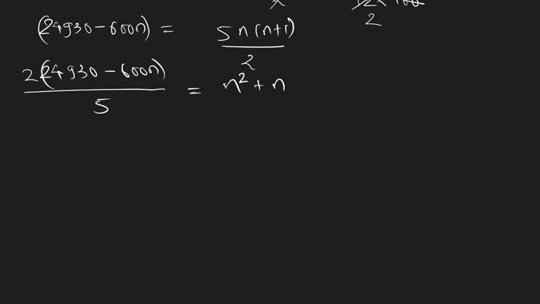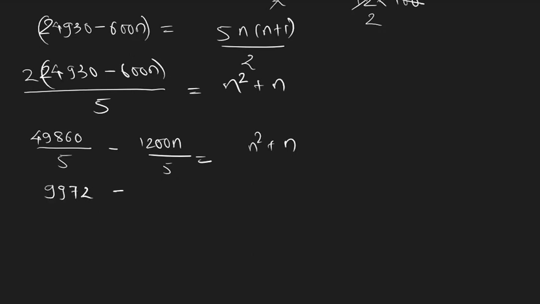Okay, so 49860. This is 2 into 24930, the whole upon 5, minus 1200n, the whole upon 5, is equal to n square plus n. Okay, let's first simplify this. So 49860 divided by 5 is 9972.